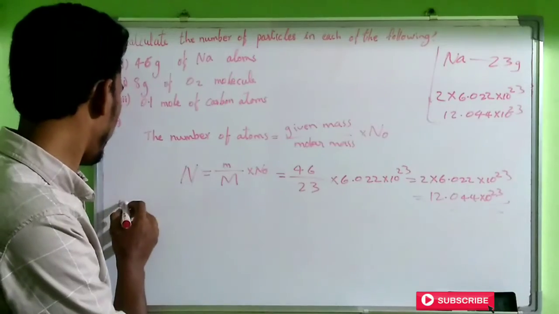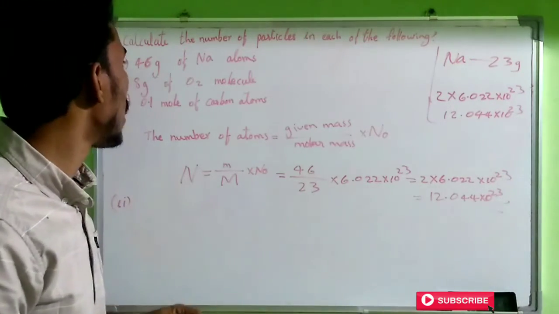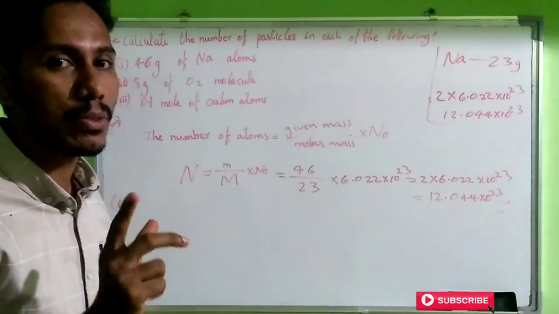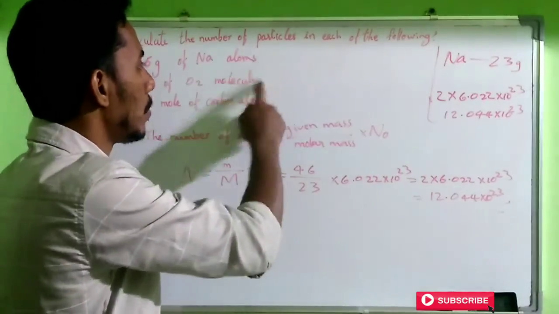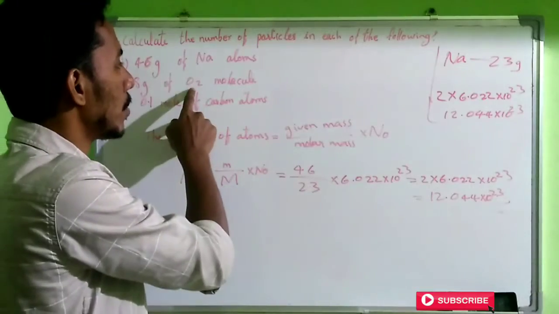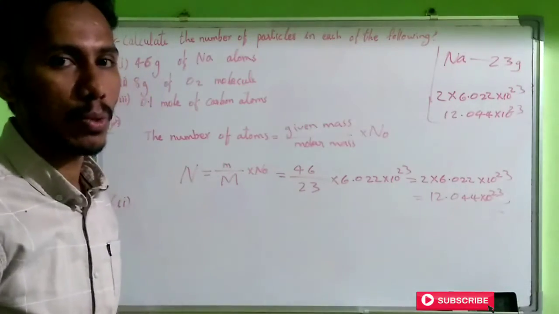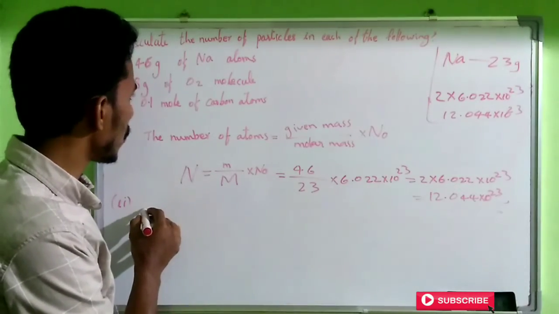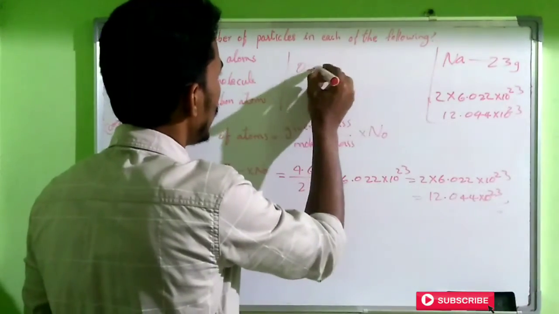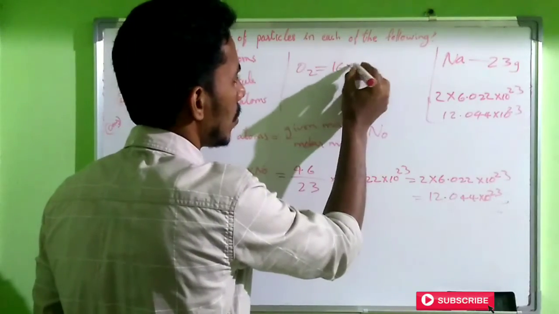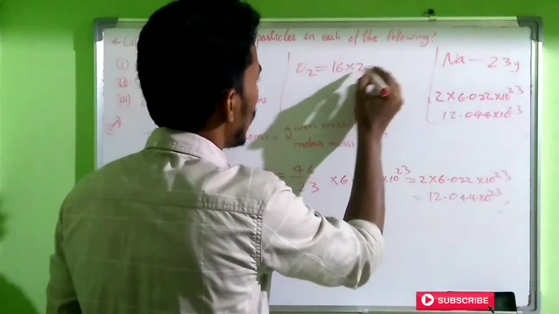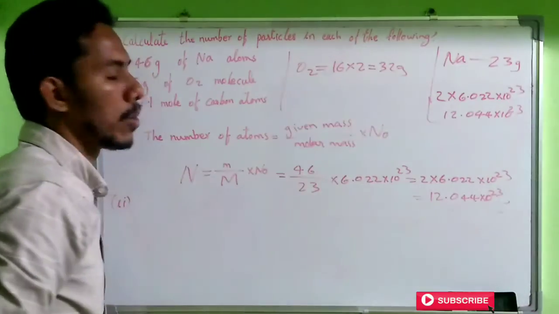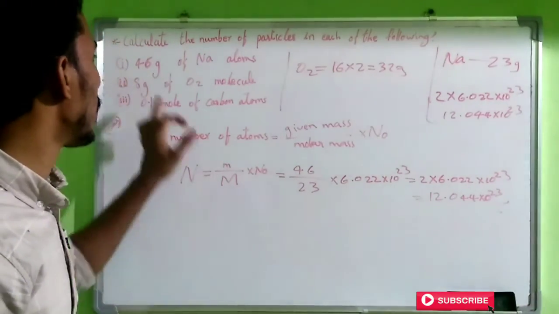Second one. 8 gram of oxygen molecules. Don't confuse atom and molecule. Here oxygen molecule. Oxygen molecule means O2. So molecular mass of oxygen is 16 into 2, that is 32 gram. Molecular mass of oxygen is 32 gram.